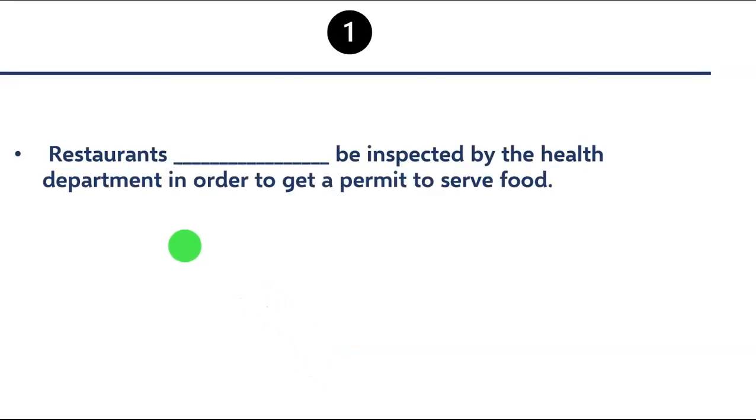Number 1. Restaurants dash be inspected by the health department in order to get a permit to serve food. Which modal verb will you use out here to complete this particular sentence? Your 10 seconds start now.